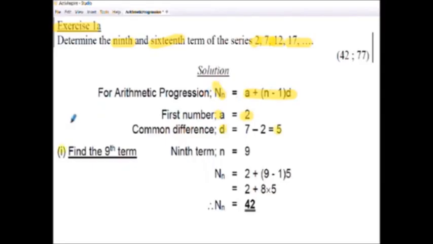So part 1, we're asked to find the 9th term in the series, so little n is equal to 9. All I do now is put the values into the above equation to find the value of the 9th term, the Nth value. So 2 plus the 9, take away 1 inside the bracket, times by the 5. Just be careful of your BODMAS here.